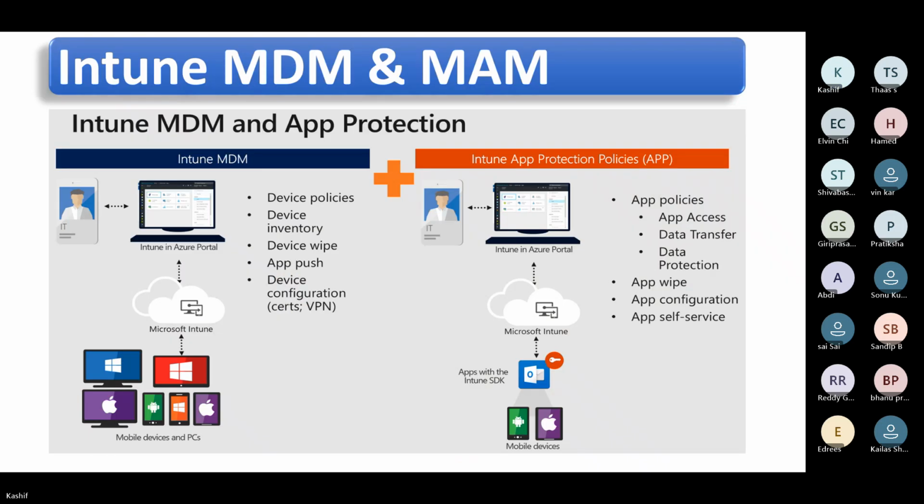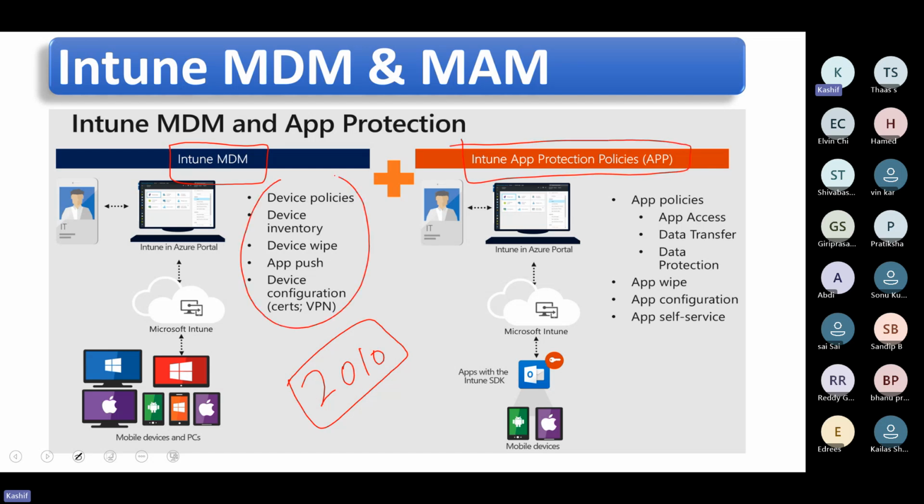So now Intune is basically a Microsoft product which was released in the year 2010. Okay, so it's been 15 years since this product is there in the market. Now, what is the role of this product? Why do we use this? So we use this for two major reasons. First one is the MDM, mobile device management. Second one is the mobile application management. So we manage devices wherein we can perform certain tasks like device policies, device inventory, device wipe, application push, device configuration, and we can manage applications.